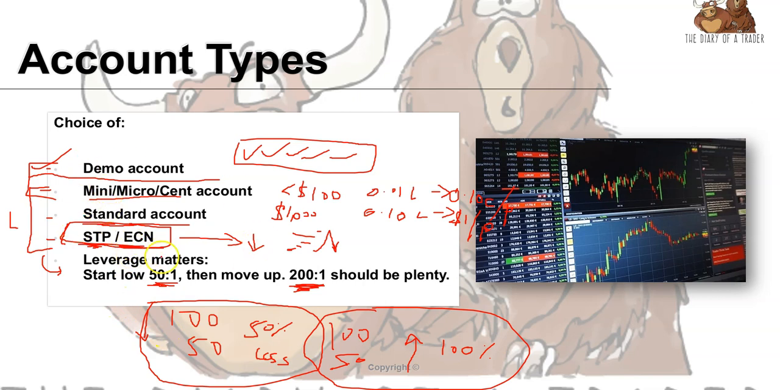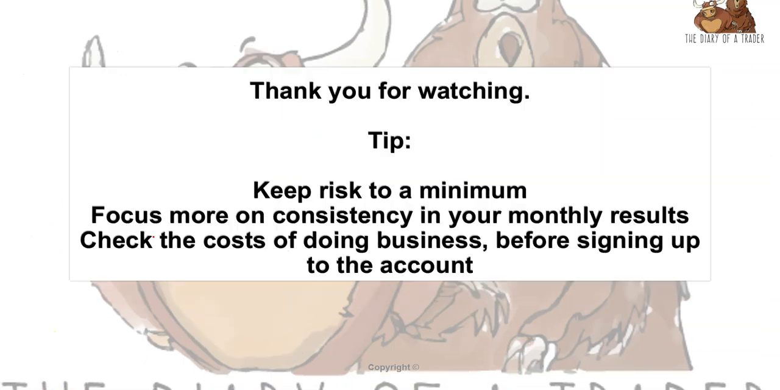Okay, so that's a rough overview, and as a summary, let's just go over the main points here. Keep your risk to a minimum. That is the main part. You need to manage your risk carefully. Focus more on the consistency of your trading. Make sure you're doing it regularly with regular results. And then lastly, check the costs of doing business, the spreads, the commissions with a broker on that account before you sign up, because they will add up. They might be small amounts, but they will add up bit by bit overall, and you will have a large total at the end of the month.